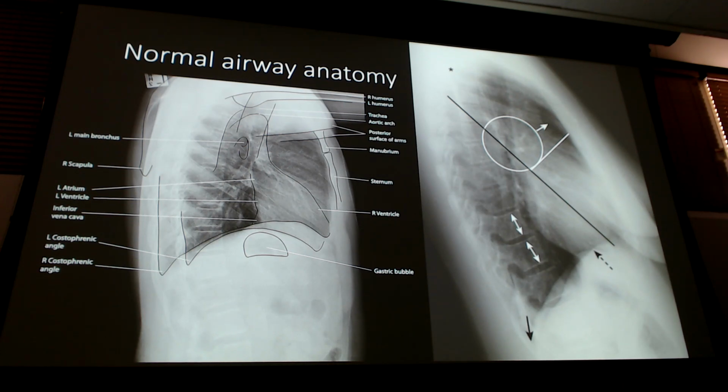One of your signs of exposure and penetration, which I saved for now: do the thoracic vertebrae get darker as you go down on your lateral chest film? They should. Now, why is that important? It's not just an exposure thing.